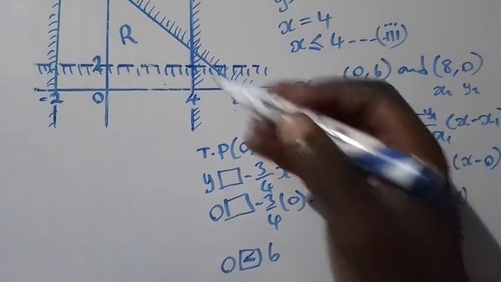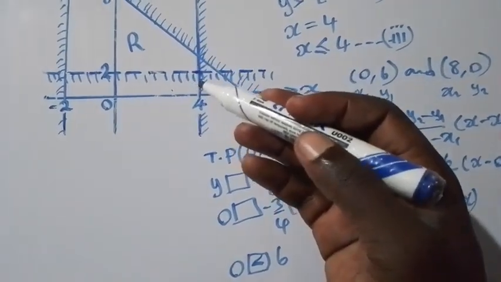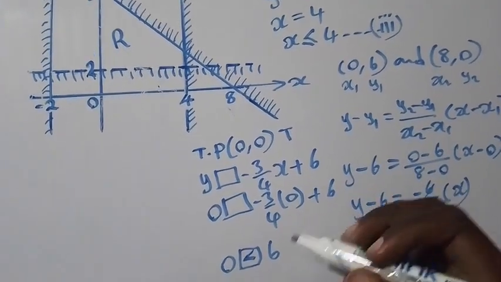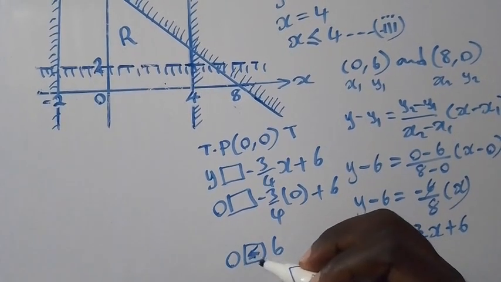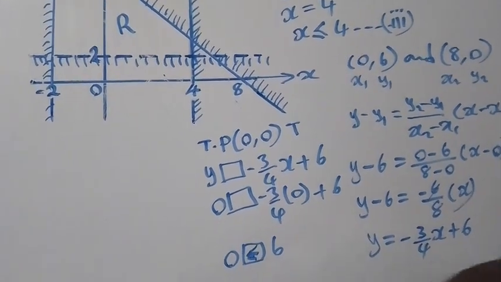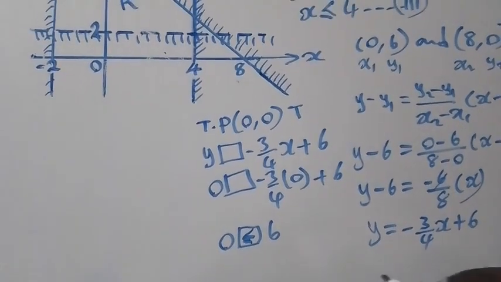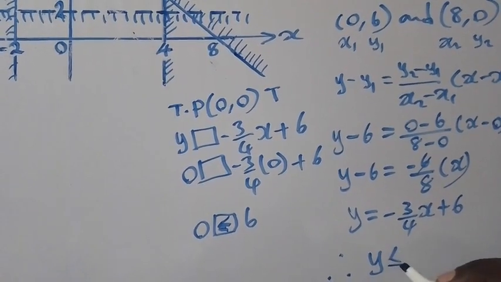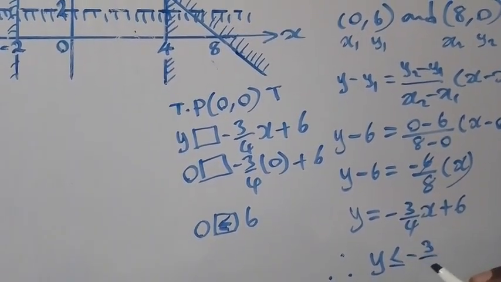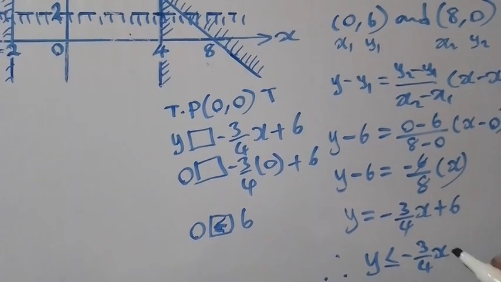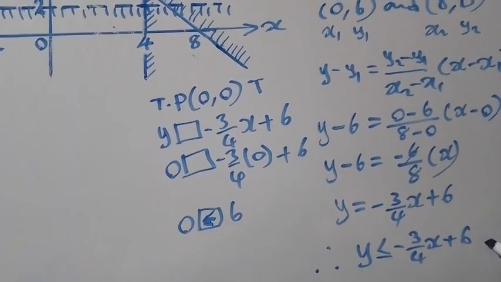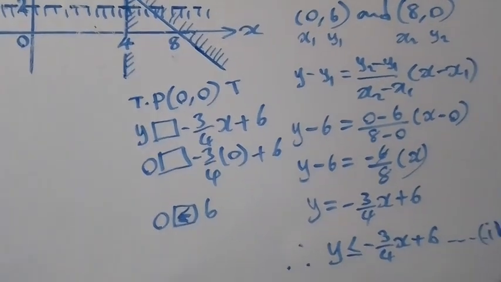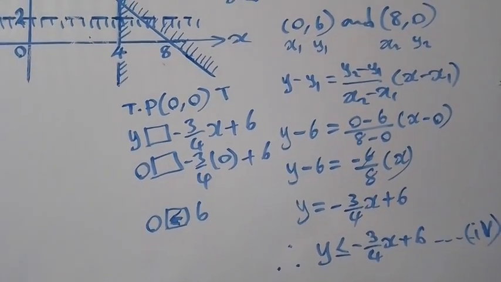Now the inequality we are working on is a solid line, so it requires a bar below. Therefore, the fourth inequality will be y less than or equal to negative 3 over 4 x plus 6. So this is the fourth inequality.